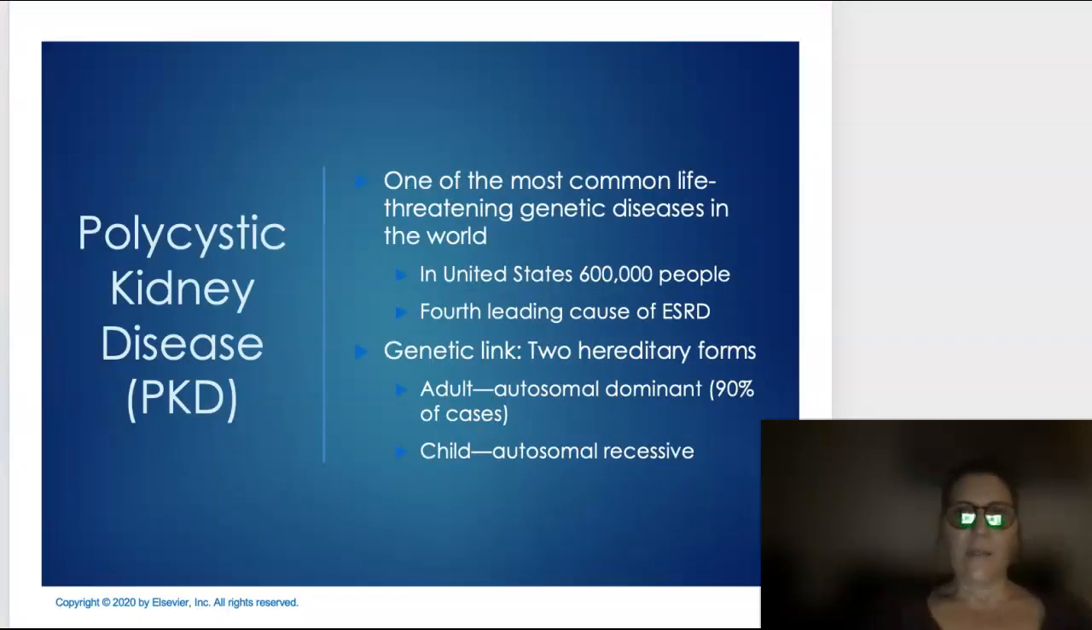Polycystic kidney disease. This is one of the most life-threatening genetic diseases in the world. In the United States, more than 600,000 people. It's the fourth leading cause of end-stage renal disease. It's genetic. So there are two hereditary forms. So adult, there's an autosomal dominant, and then in child, it's an autosomal recessive.